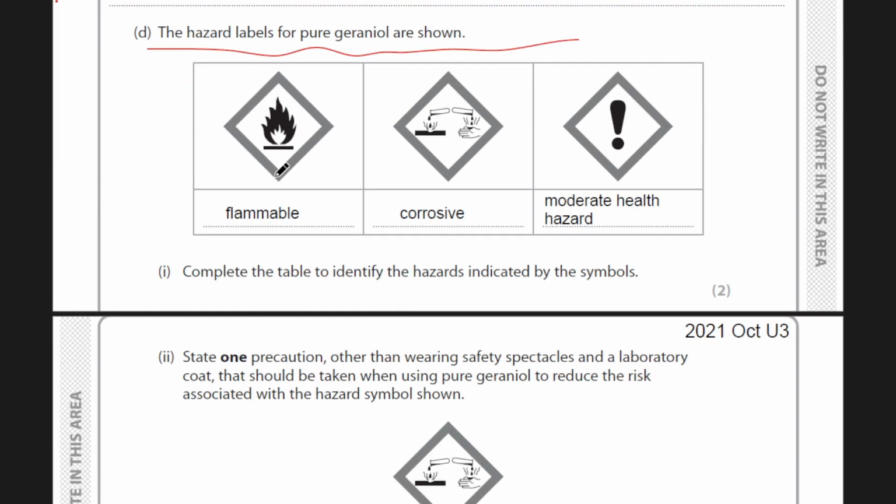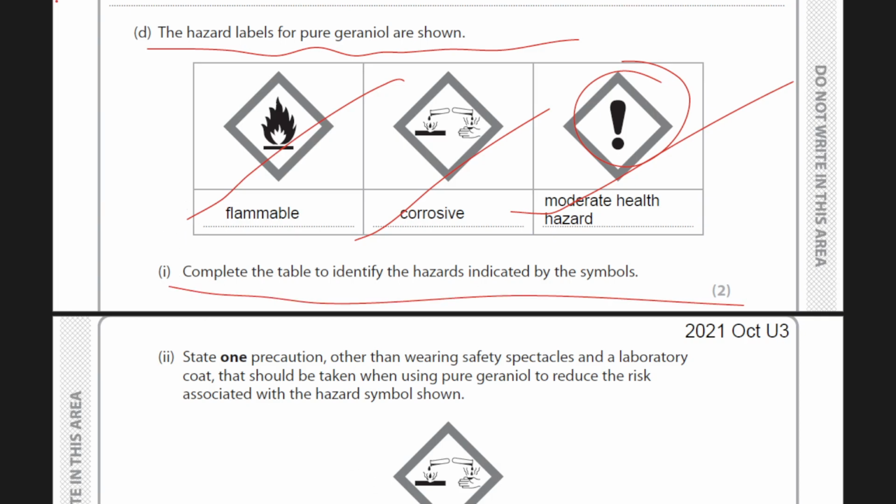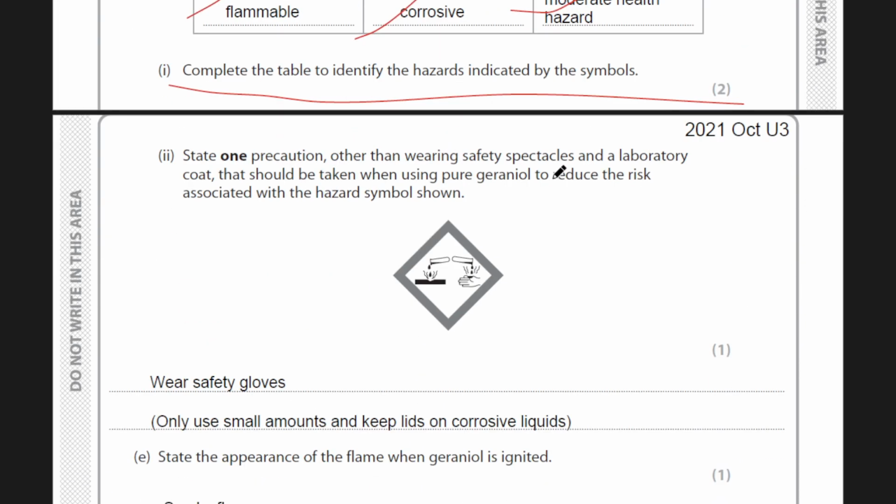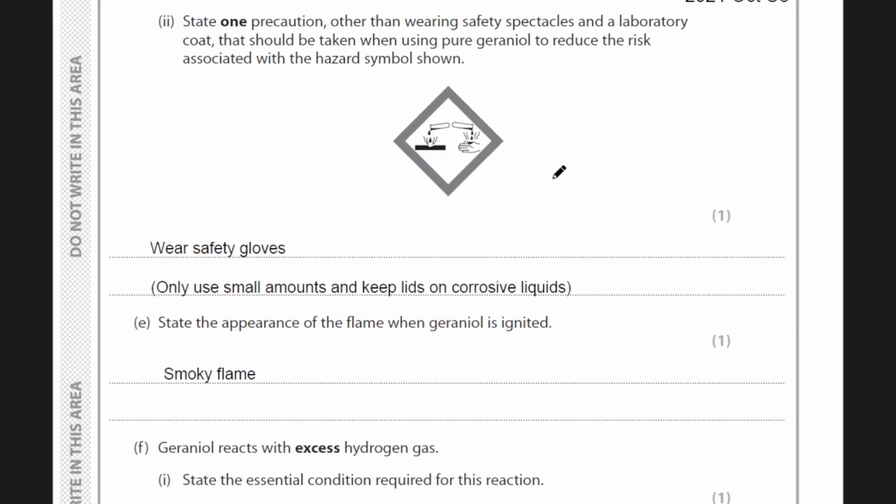Again, the hazard symbols for pure geraniol are shown. It's flammable, corrosive, and obviously a moderate health hazard. Complete the table to identify the hazards indicated by the symbol. State one precaution, other than wearing safety spectacles and a laboratory coat, that should be taken when using pure geraniol to reduce the risk associated with the hazard symbol. Since it's corrosive, we need to wear safety gloves, and we can also make sure to cover the bottle containing the corrosive liquid with a lid, because this will keep our hands off the corrosive liquid.